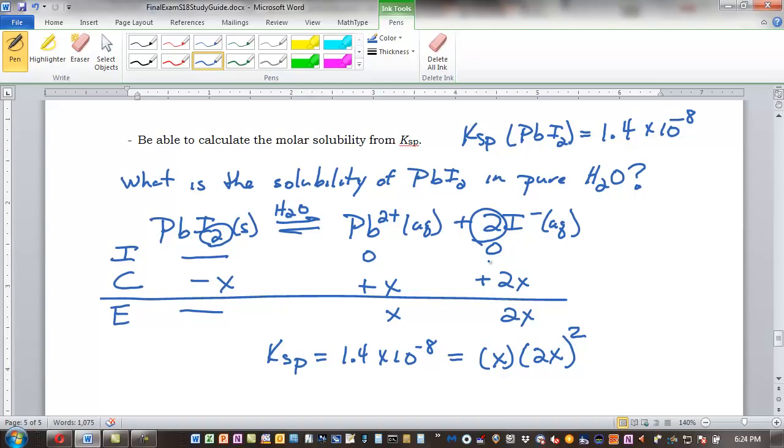So that coefficient of 2, you see in the 2X term, and you also see it again here squared. So don't forget that. So this will equal 4X cubed.